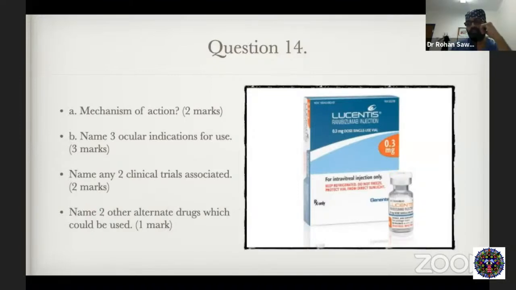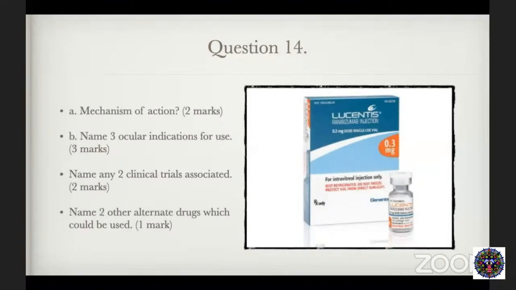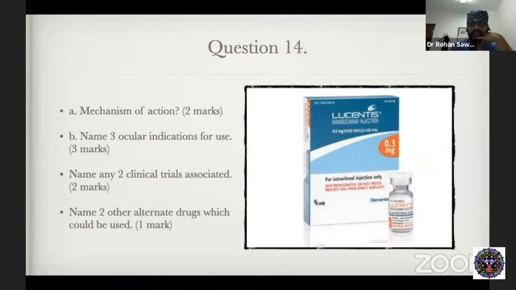We want 2 marks here, so we need to at least write something more than that. What is it? It's ranibizumab, a humanized monoclonal antibody which binds to all isoforms of VEGF. It reduces vascular hyperpermeability, leads to resolution of intraretinal and subretinal fluid, and tries to restore normal architecture. Even if you write intraretinal, subretinal fluid resolution, that's more than enough.